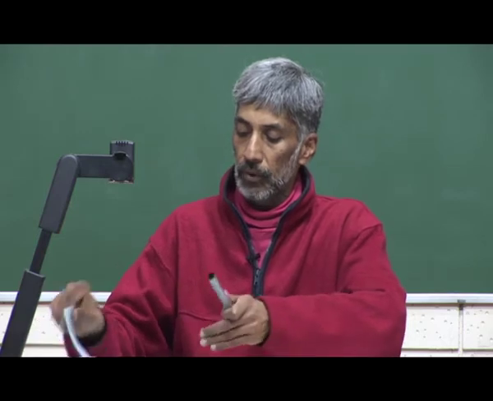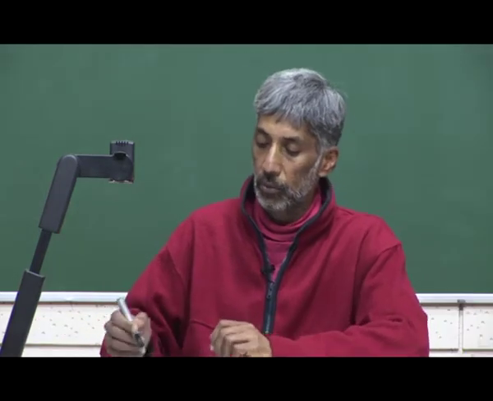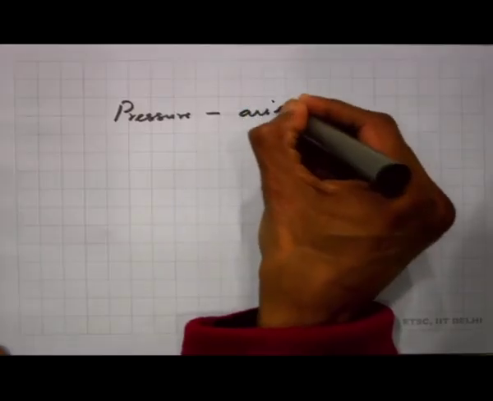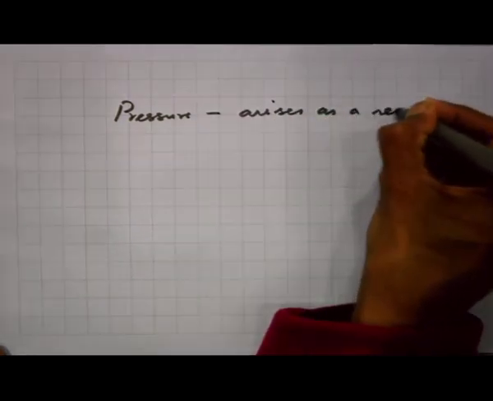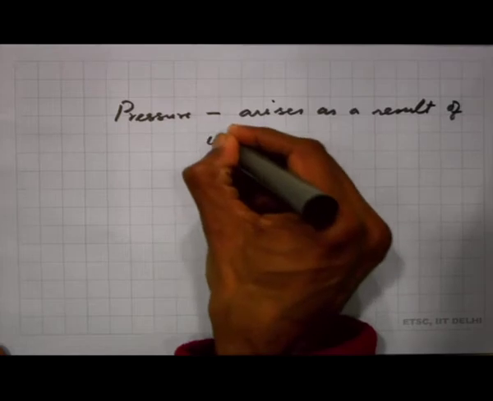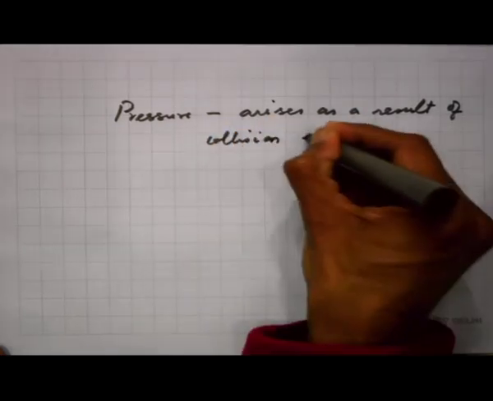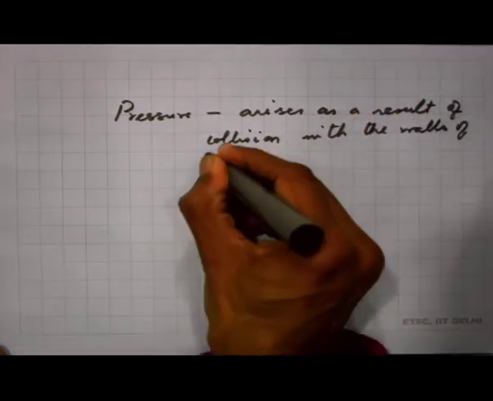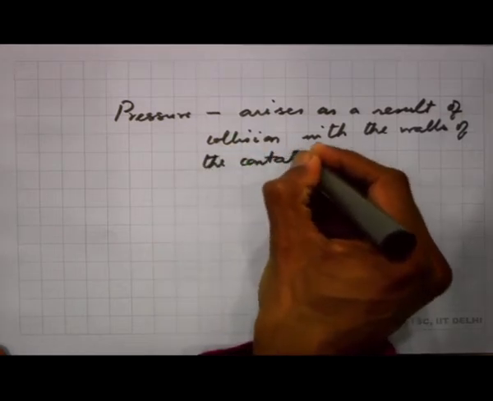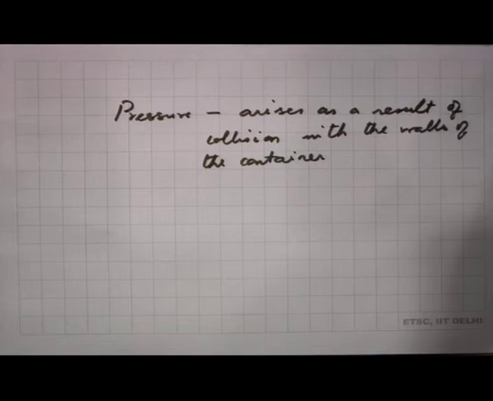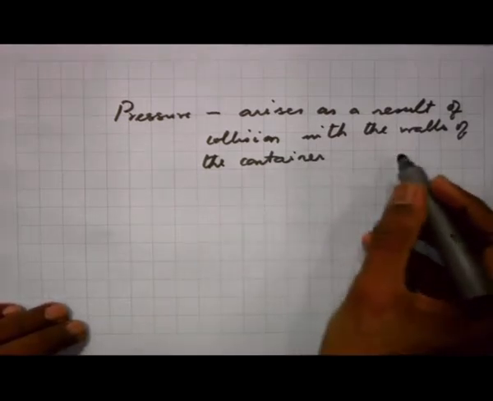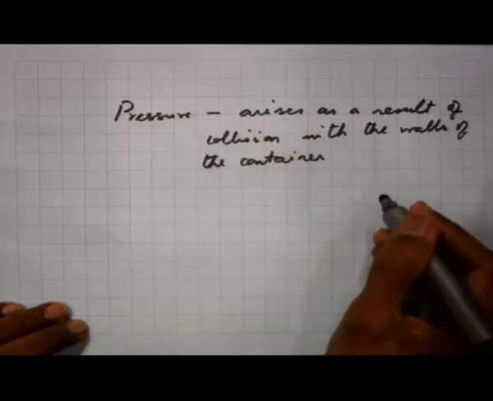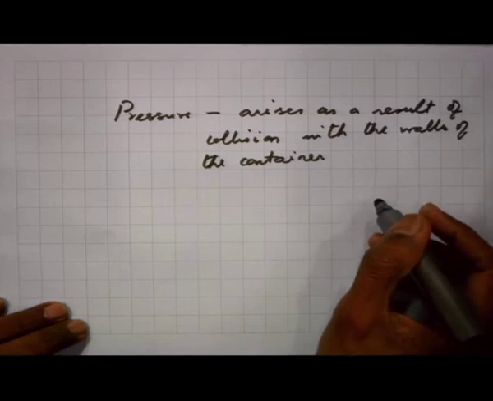So, we also discussed how this pressure comes about, although we did not do the derivation, that the pressure arises as a result of collision with the walls of the container. And because it is dependent on the velocity and the kinetic energy is then proportional to the temperature, we can then show that pressure is a function of the temperature. Okay, let us move on.